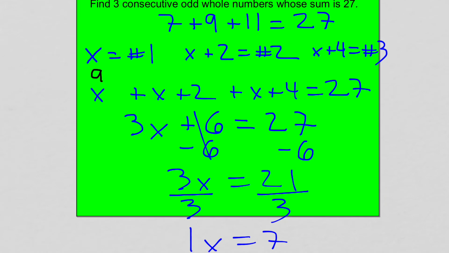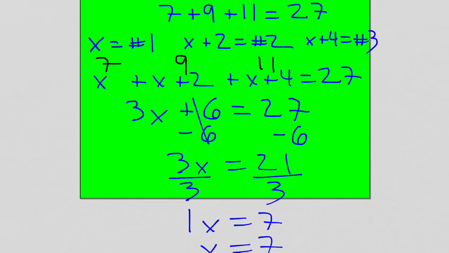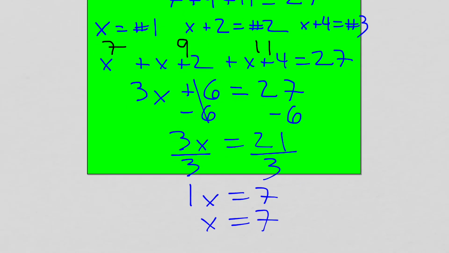X is 7. X plus 2 has to be 2 above that, so 9. And x plus 4 has to be 4 above that, that's 11. And that's exactly what we got when we guessed and checked. So we can take many, many situations and apply algebra to them. Let's look at another one.